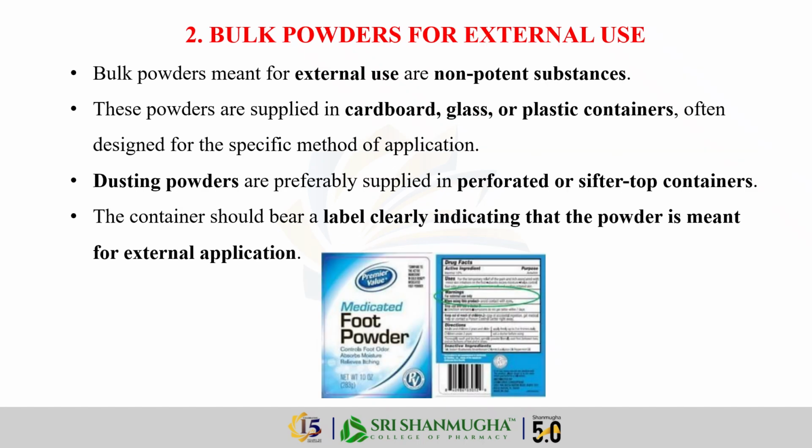Bulk powders for external use. For external bulk powders, the label must clearly state they are for external use only. The powders are supplied in cardboard, glass, or plastic containers designed for specific method of application. Dusting powders are preferably supplied in perforated or sifter top containers. The container should bear a label clearly indicating that the powder is meant for external application.